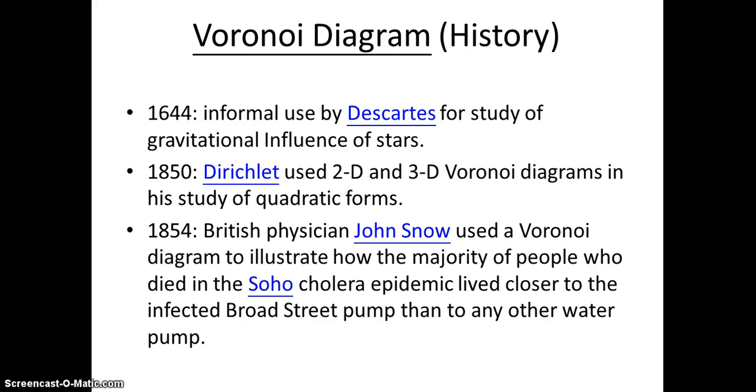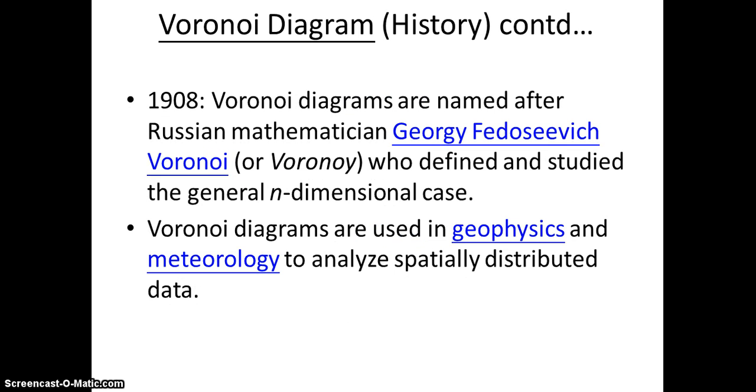In 1854, British physician John Snow used a Voronoi diagram to illustrate how the majority of people who died in the particular Soho cholera epidemic lived closer to the infected Broad Street pump than to any other water pump. So, it shows the spatial distribution of data. In 1908, Voronoi diagrams were named after Russian mathematician Georgy Fedosovich Voronoi, who defined and studied the general n-dimensional case. Voronoi diagrams are used in geophysics and meteorology to analyze the spatial distribution of data.